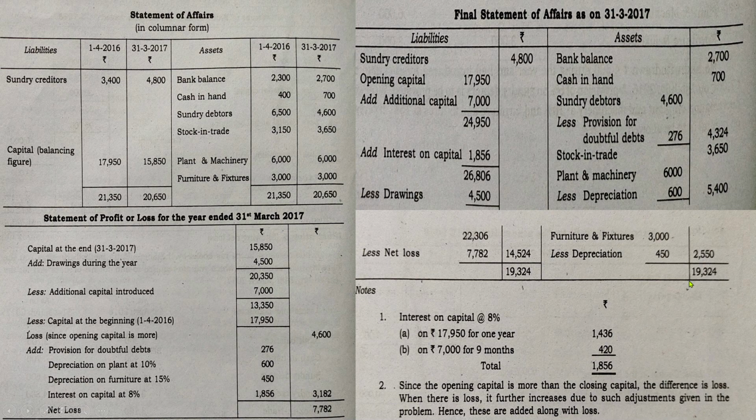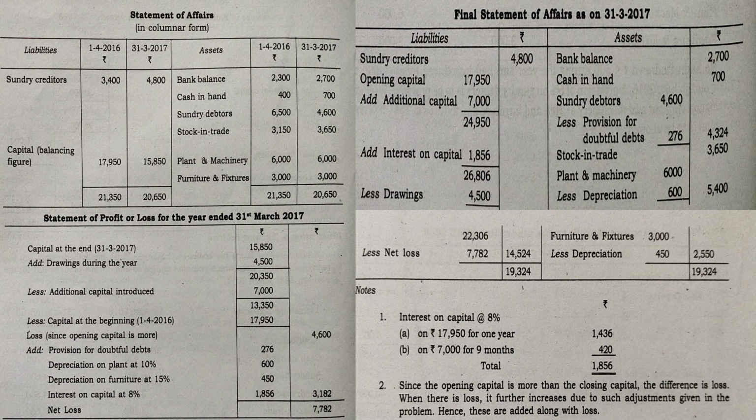So remember, in this question there was no mention of preparing the final statement of affairs. For the time being, and for understanding purposes, I am just mentioning this statement. You only have to prepare the statement of affairs, opening and closing, and the statement of profit or loss during the period. This is just for a sort of understanding.